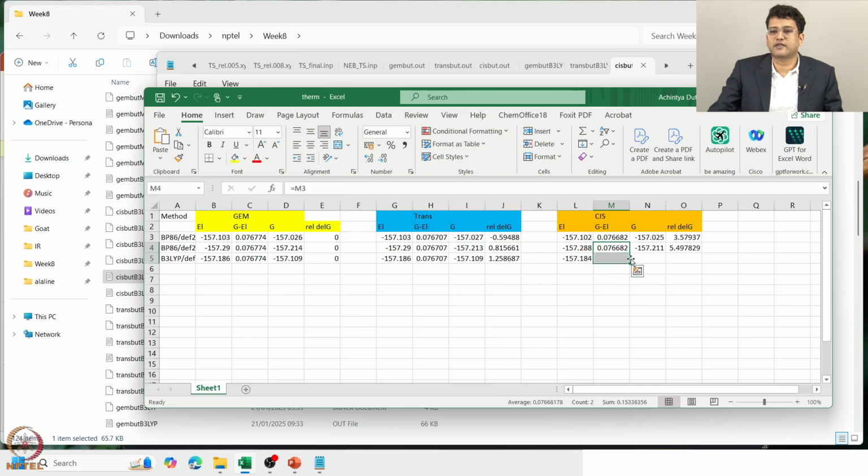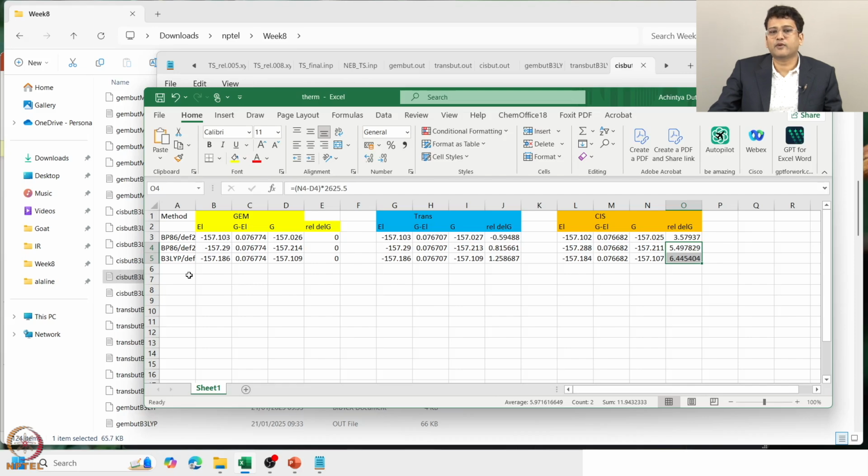If I do it for the cis also, even for the cis the values improve. So basically going to the hybrid functionals actually improves the relative free energy values.